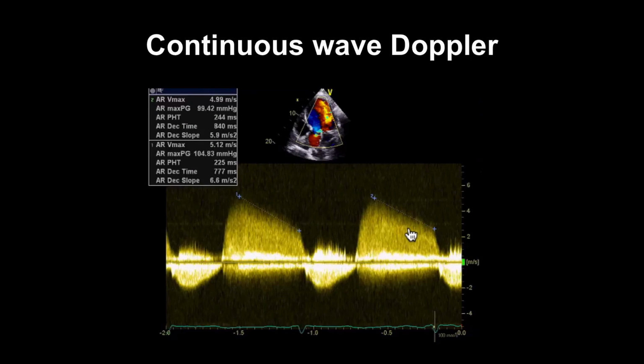So now I've done that, I'm going to think about the pressure half time, which is this measurement here. I'm measuring this from the peak of the aortic regurgitant jet to its minimum. And then the machine's going to give me this number here, the AR pressure half time. So I've done a couple of signals here, and I got 244 and I got 225. And I'm going to remember this number because it's going to help me in my assessment.